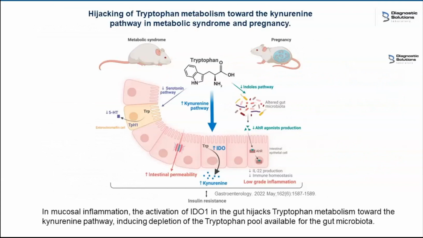So this is a nice diagram. I left the mice in here so you can see it was a mouse study. They had pregnant mice and mice with metabolic syndrome. And they also had some fecal matter from people with metabolic syndrome and pregnant women.